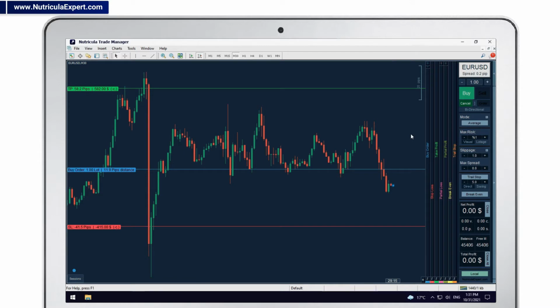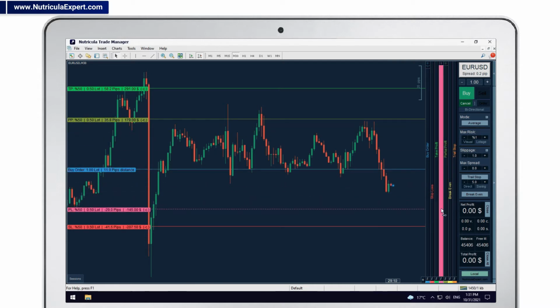Is this all Nutricula can do? Of course not! In Nutricula, you can place multiple take profits to save the profit partially and also set multiple stop losses to reduce the risk. In fact, partial profit or partial loss, which can be single or double, are lines that when the price touches them, instead of the entire position, only half or 1/3 of its volume will be closed.